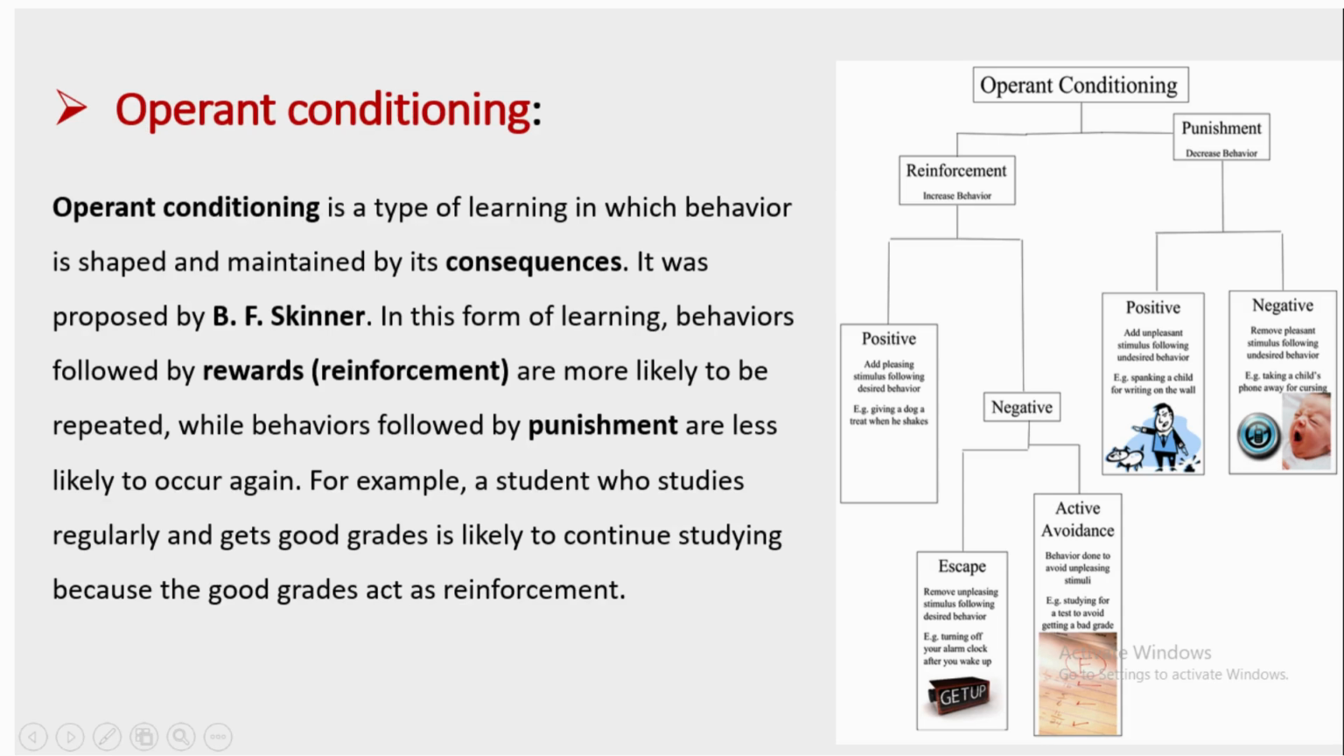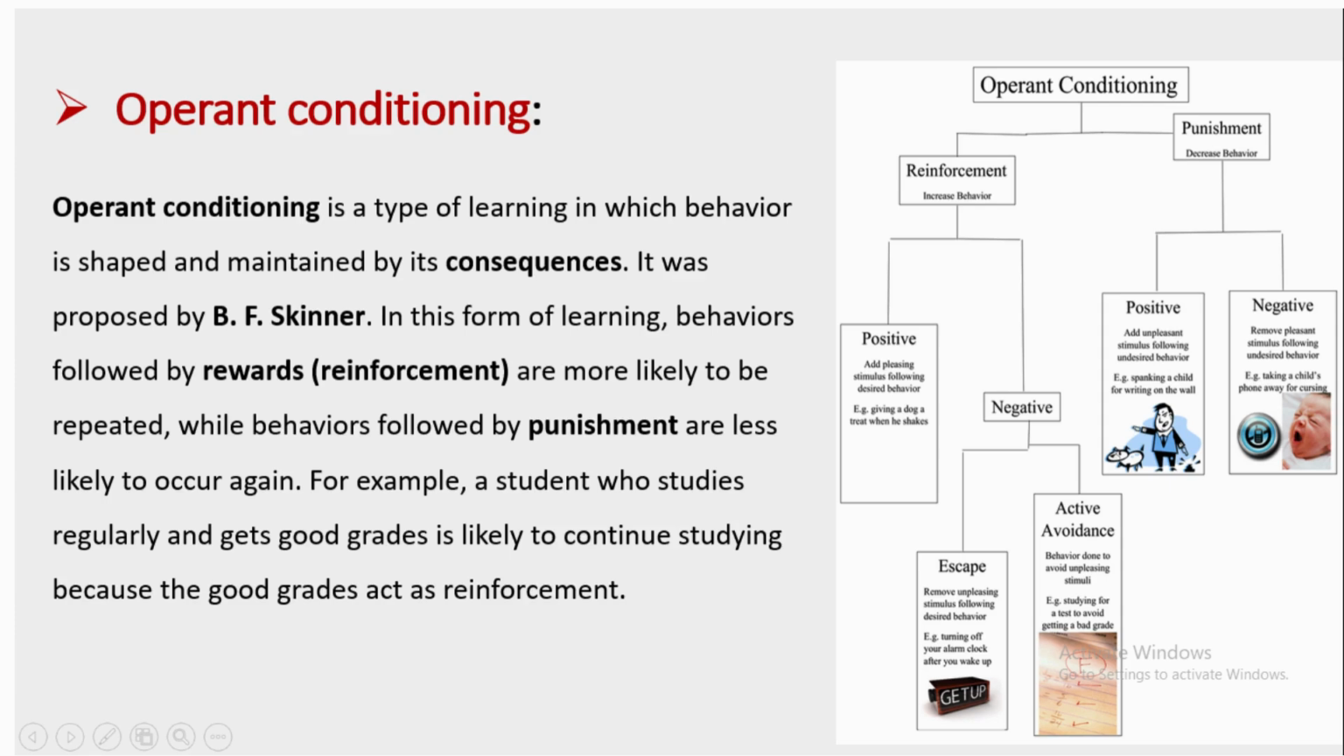Operant conditioning. Operant conditioning is the type of learning in which behavior is shaped and maintained by its consequences. It was proposed by B.F. Skinner. In this form of learning, behavior followed by reward, which we call reinforcement, is more likely to be repeated, while behavior followed by punishment is less likely to occur again.